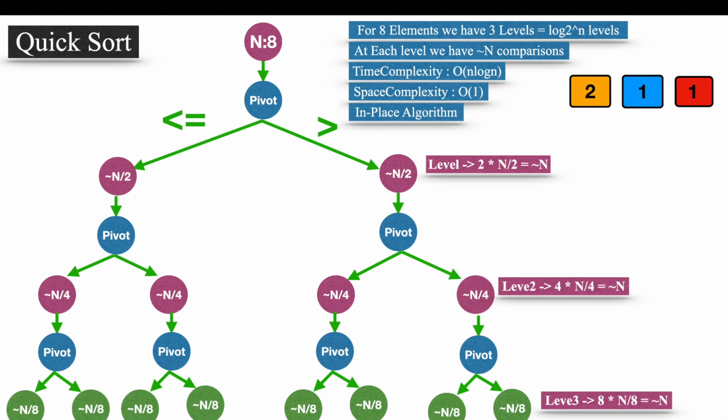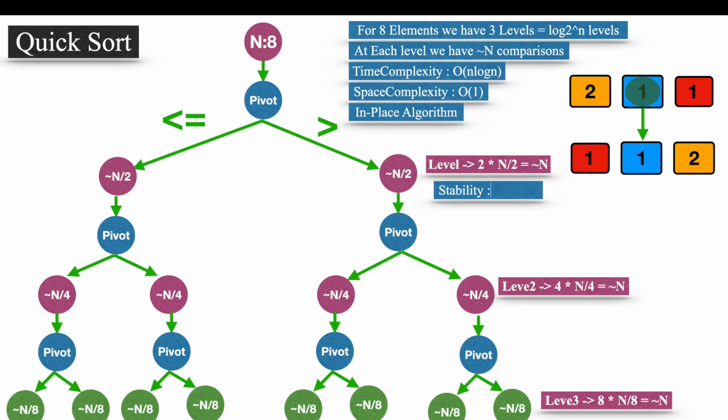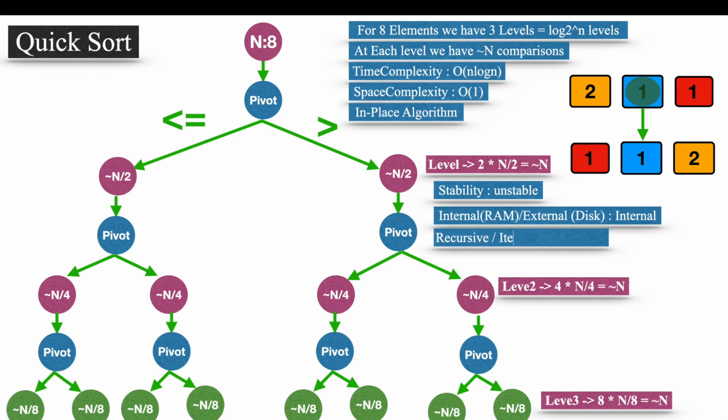Let's talk about the stability. When you have duplicate keys, after applying quicksort, is it preserving the order or not? See here we have a duplicate key with the blue one and red one, but the red one came after the blue one. So after applying quicksort, is it preserving the order or not? Let's see that. See here, after applying quicksort, the red one came before the blue one, so it's not preserving the order. So the stability of quicksort is unstable. And quicksort is meant for internal sorting and it's a recursive solution.